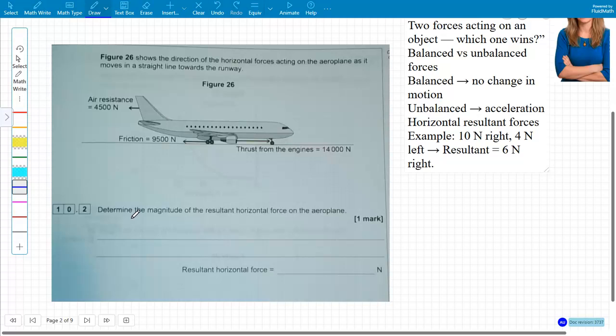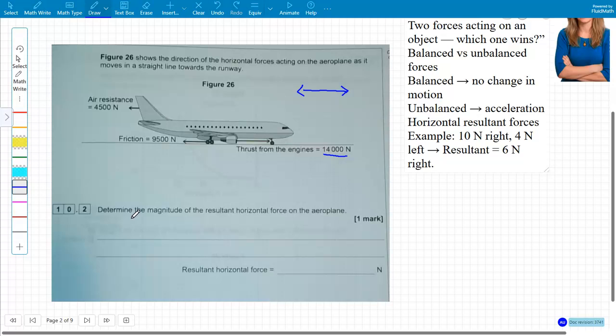So here we have an aeroplane, and the question shows the direction of the horizontal is left and right. So a horizontal force is acting on the aeroplane as it moves in a straight line on the runway, so it's not taken off yet, it's just on the runway. See how the arrows are here, we've got a bigger arrow here, and that's 14,000 newtons, and we've got a smaller arrow here of friction, and we've also got this one here. So we have two values going to the left and one going to the right.